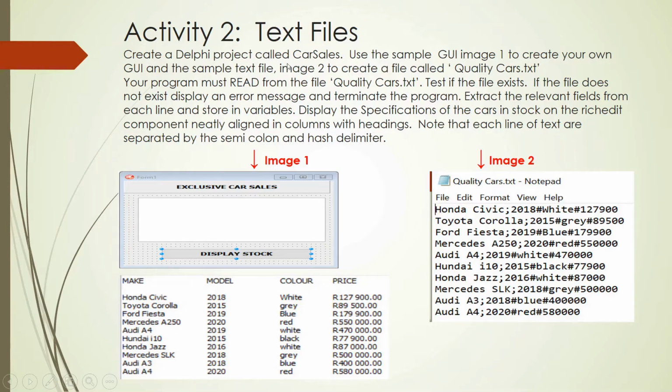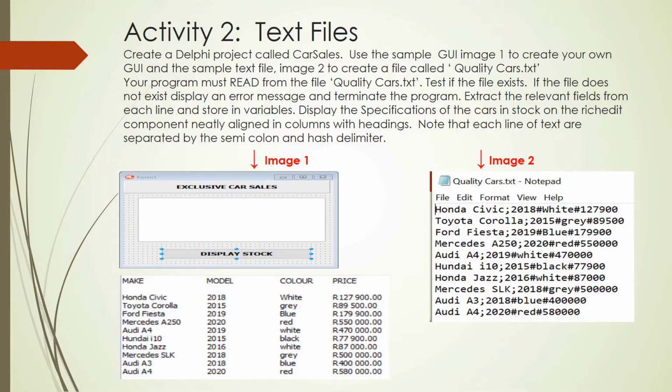Create a Delphi project called Car Sales. Use the sample GUI, image 1, to create your own GUI and the sample text file, image 2, to create a file called qualitycars.txt. Your program must read from the file qualitycars.txt, test if the file exists. If the file does not exist, display an error message and terminate the program.